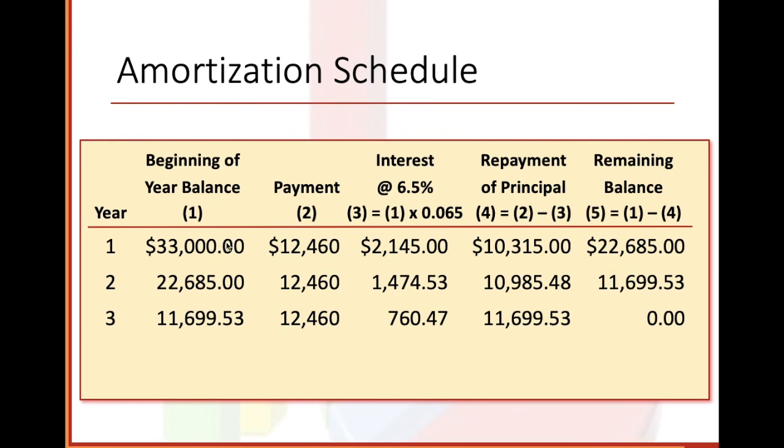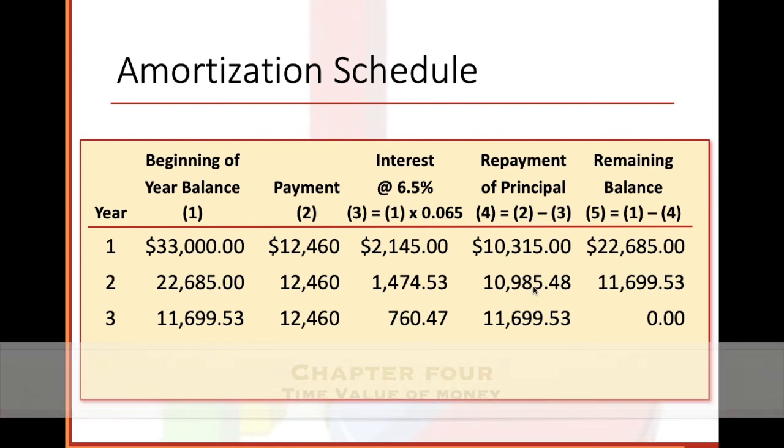And here's our amortization schedule. Okay, payment $12,460. Interest equals the balance times 0.065, so we get this value, $2,145. Here's our repayment of principal. This is just our interest, by the way. The remaining balance is $22,685. Again, here's our equal payment. This is how much is going to interest. This is how much is going to principal. And the remaining balance is $11,69.